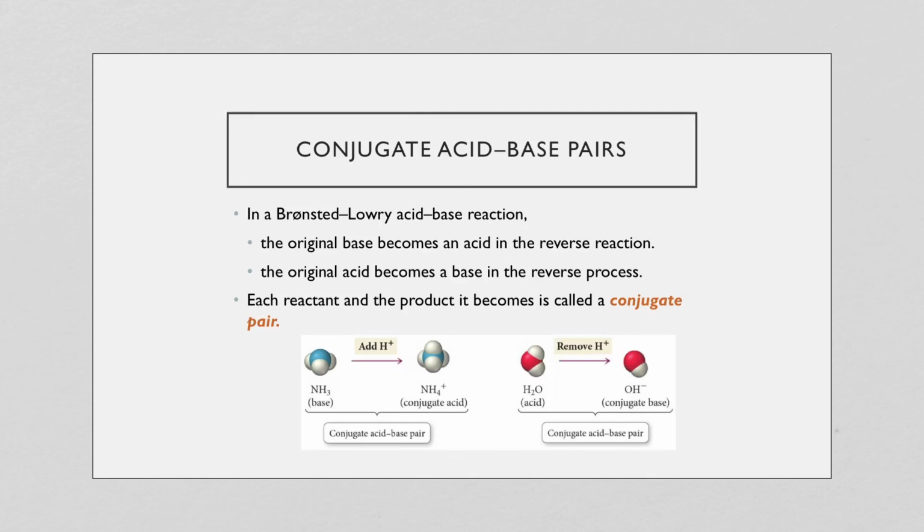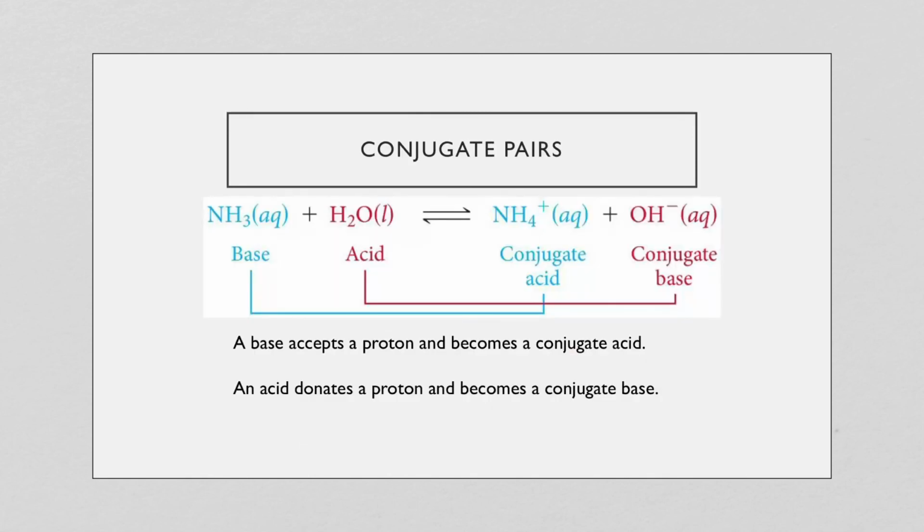So these pairs can go back and forth depending on the reaction that we're looking at. And when we go to identify them, we can identify the acid and the base based on what they're doing, and then whatever they become, that is their conjugate. So the base turns into the conjugate acid, the acid turns into the conjugate base. And something that we need to be conversant and familiar with is talking about these conjugate acid-base pairs when we start to really look at reactions.